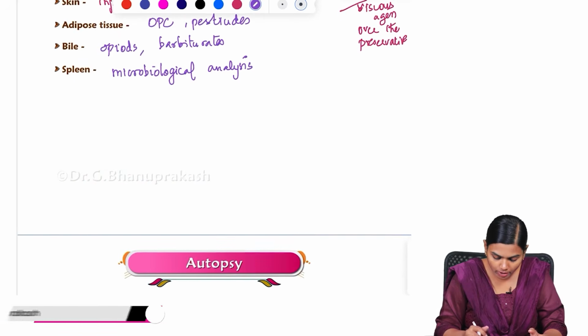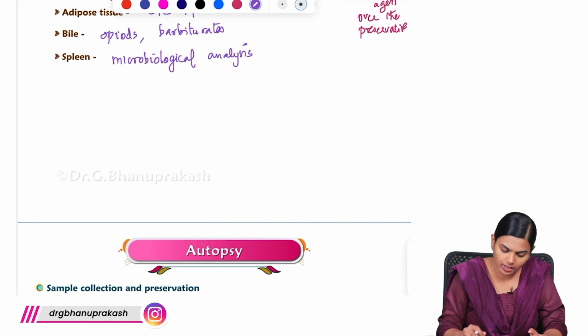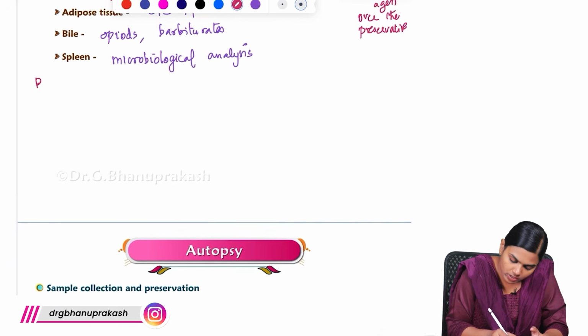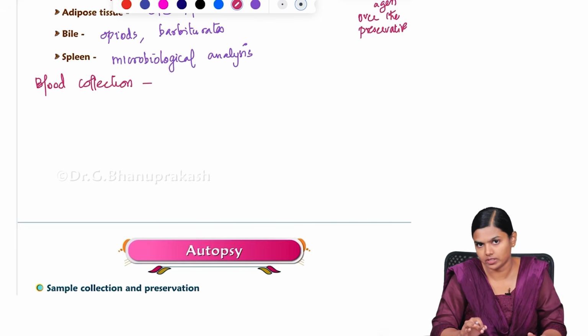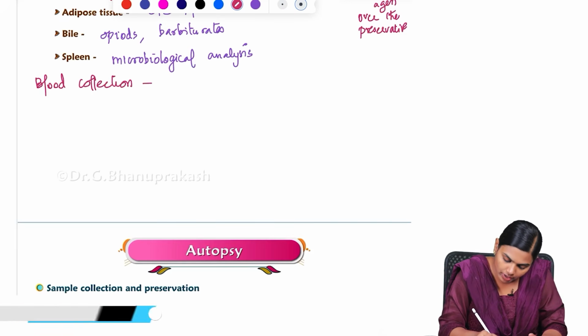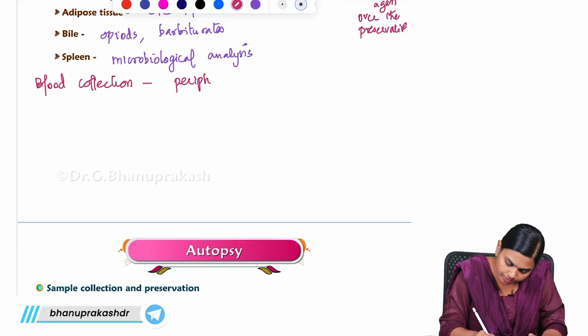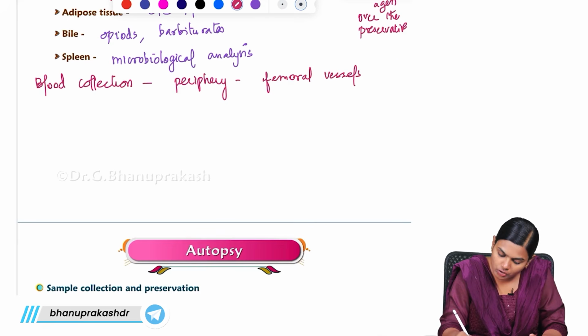Now we have already told you that we will be taking blood. So blood collection is very important. It is a part of routine viscera preservation. Now where will you take this blood from? That is also an important question. So this blood collection will be done from the periphery, mostly your femoral vessels. This is where it should be done.